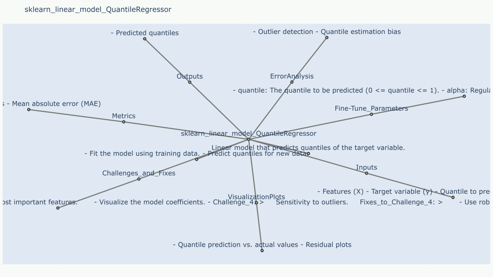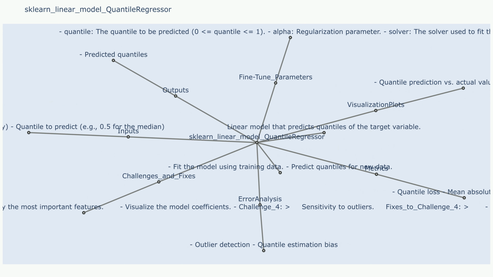Inputs: X, a 2D array representing the input features; y, a 1D array representing the target variable. Outputs: predictions, a 1D array containing the predicted quantiles for the given input features.